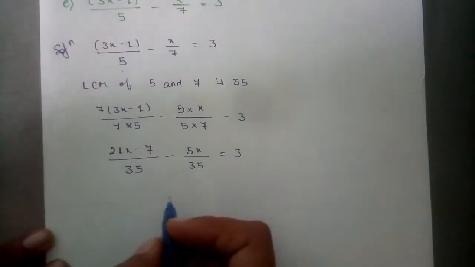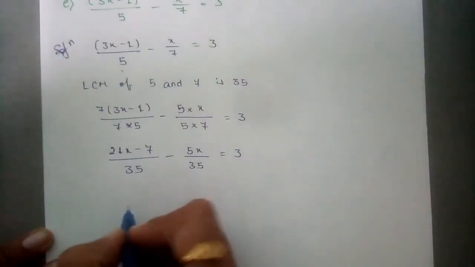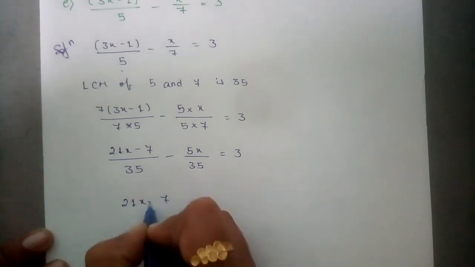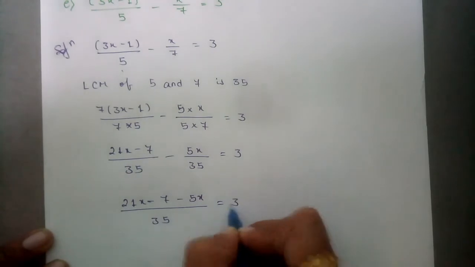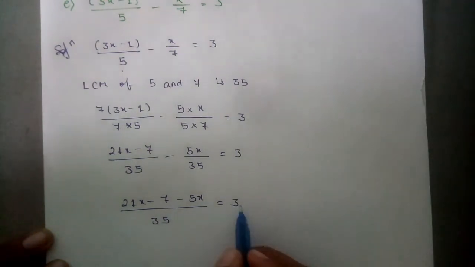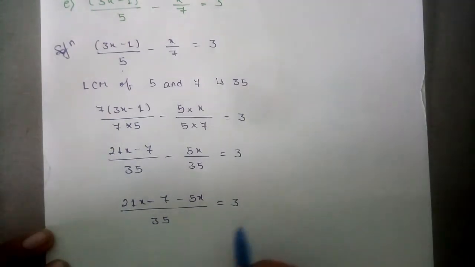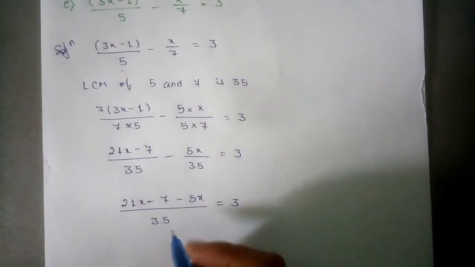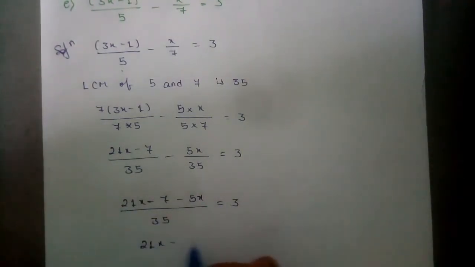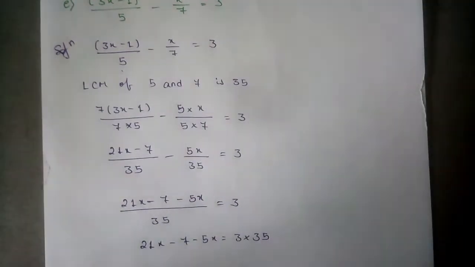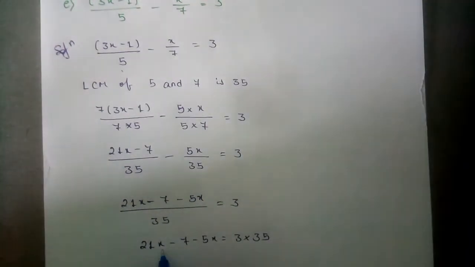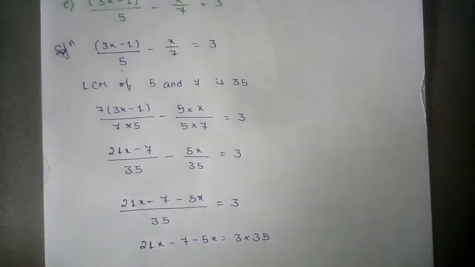So here we got the denominators are the same, so we will take the LCM as 35. So we will write it as (21x minus 7 minus 5x) divided by 35 equals 3. Now we will transfer this 35 to the right hand side, and multiply this 35 with 3 after transferring, as it is given in the form of division. So here we will write 21x minus 7 minus 5x equals 3 into 35.